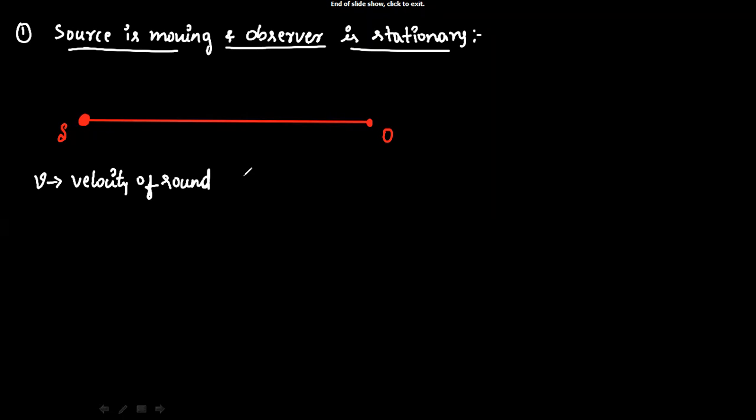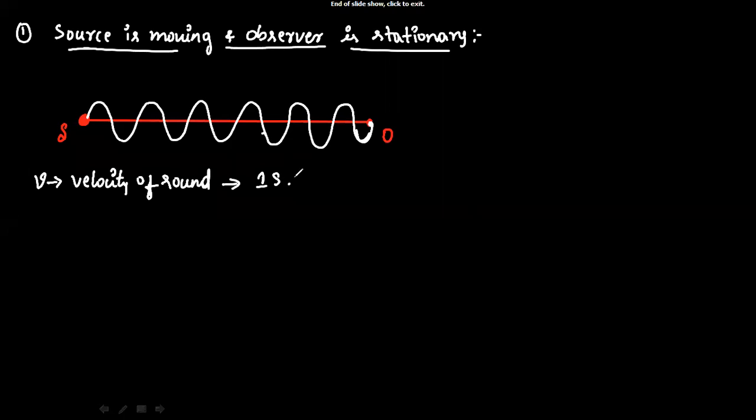Next, Vs is the velocity of the source moving towards the observer O. Like I told you, the source will be moving towards the observer. First I'll write the velocity of the sound wave. The sound waves are produced like this, move like this, and finally reach the observer. So what is the distance the sound travels in 1 second? We know that it is 340 meters per second. It is constant, we don't need the value here, but we should still know this point.